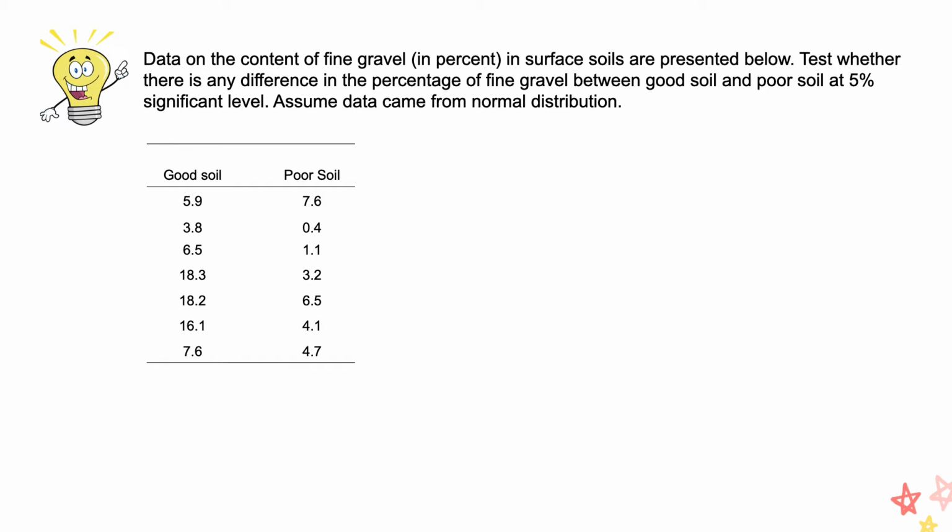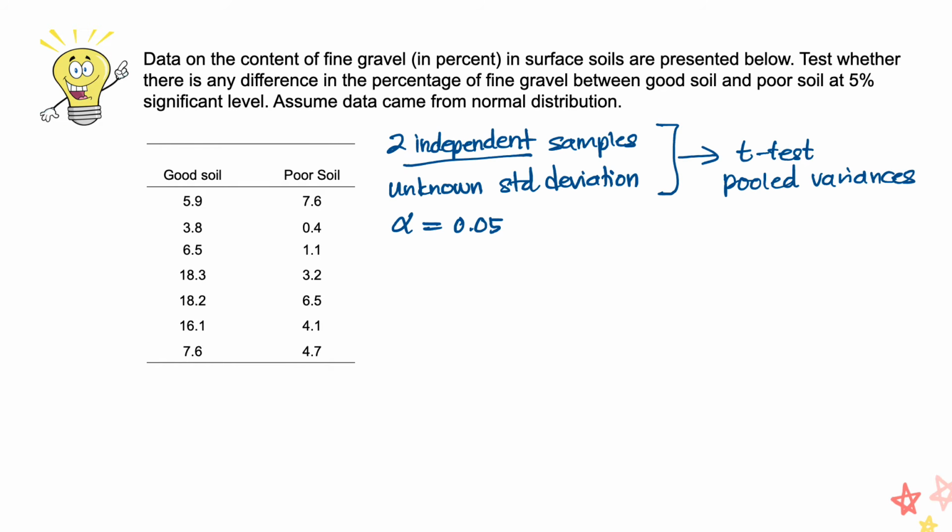So given these two samples, we can see obviously that there is no association between the two samples. So we can say that the two samples are independent and there is no standard deviation given, and the alpha given is 0.05. So in this problem, we can use t-test with pooled variance.